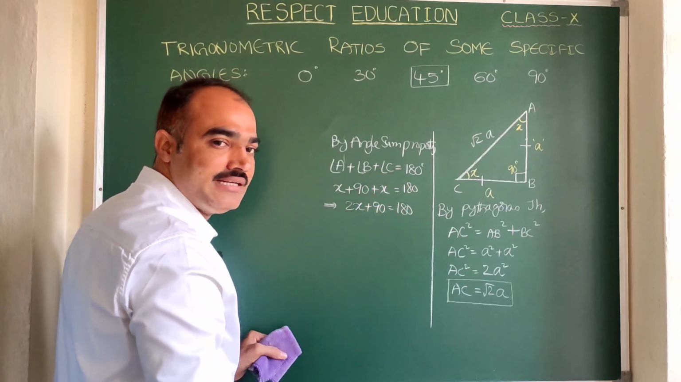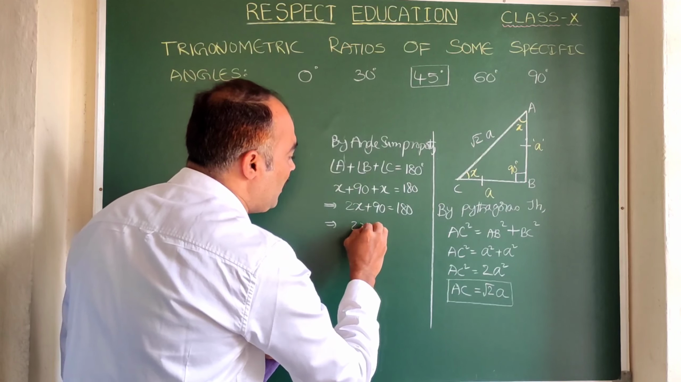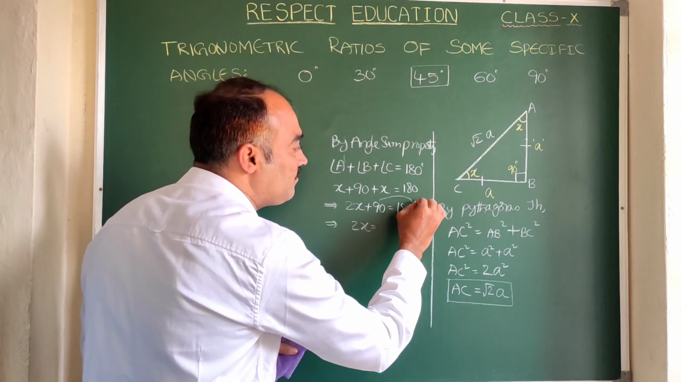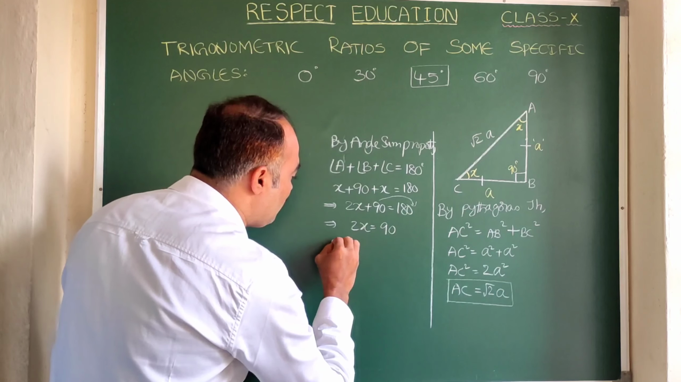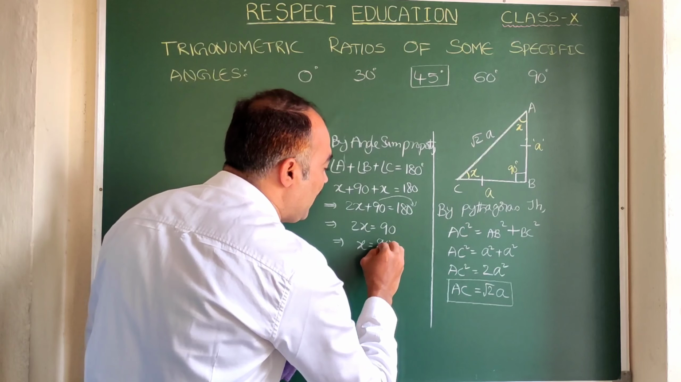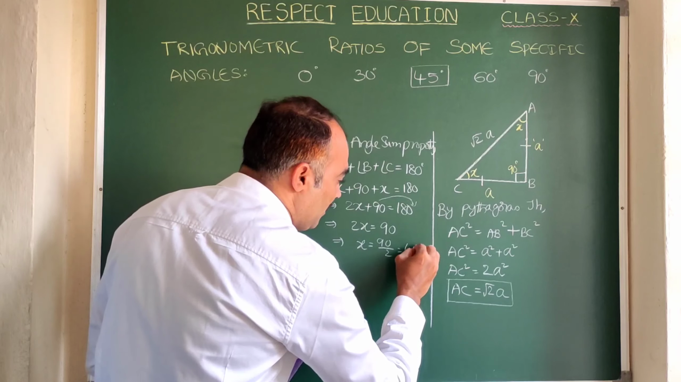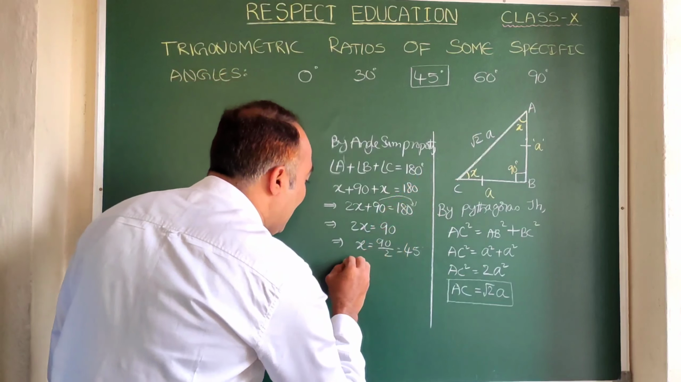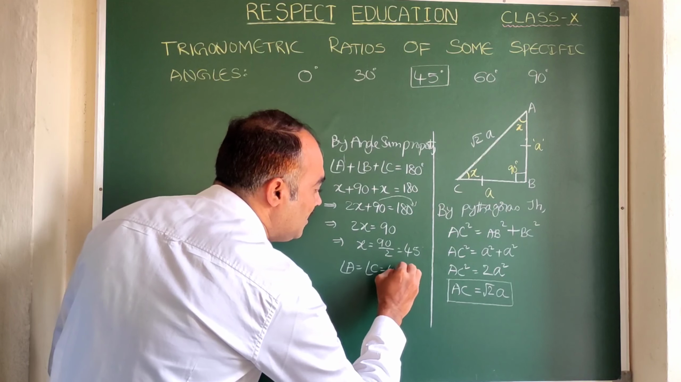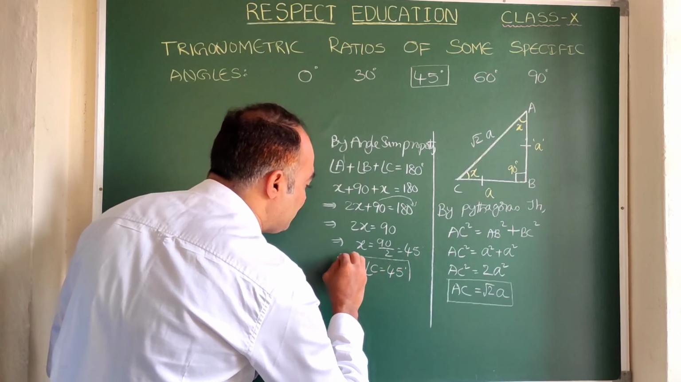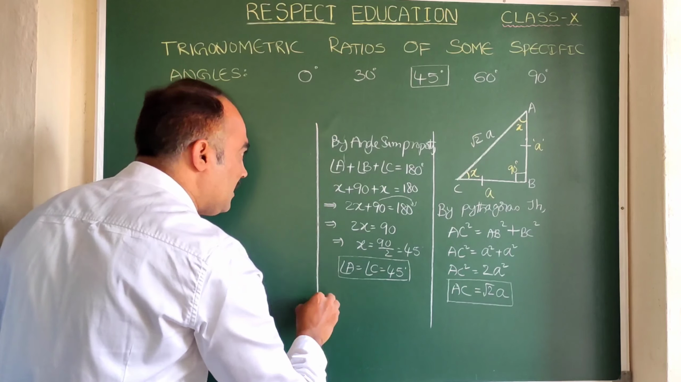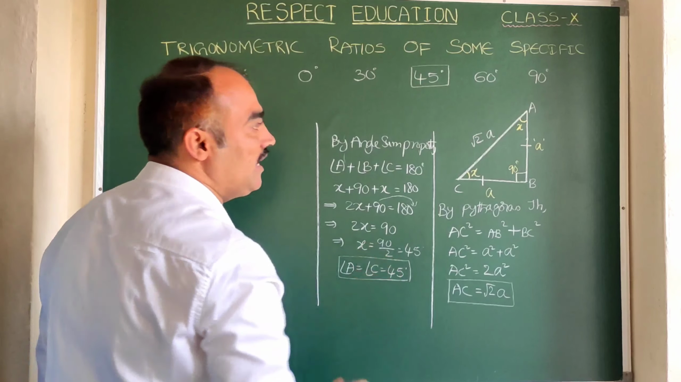Let us send 90 to that side. So here 2x is equal to 180 minus 90, which is how much? 90. Then how to find x? x is equal to 90 by 2, which is 45. That means here angle A and angle C are each 45 degrees. Is it clear? Now let us draw the same triangle with these values.